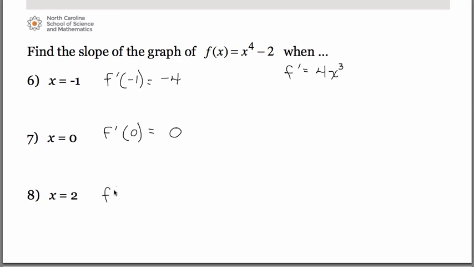And then the last one would be f prime of 2. So we have to cube the 2, so that's 8 times 4 is 32. So think about what that's going to mean. That's a pretty steep slope. So that's telling us that at x equals 2 on the graph of the original function, x to the fourth minus 2, it's going to be pretty steep there. So let's go check that out on the graph and see if it actually looks that way.